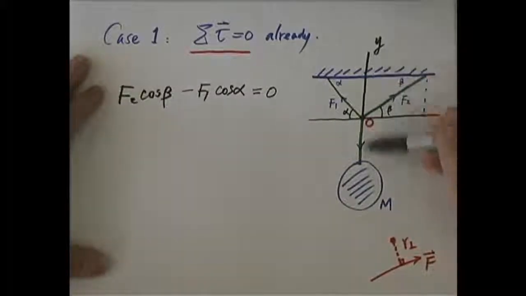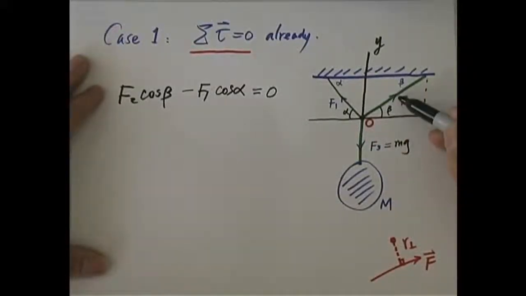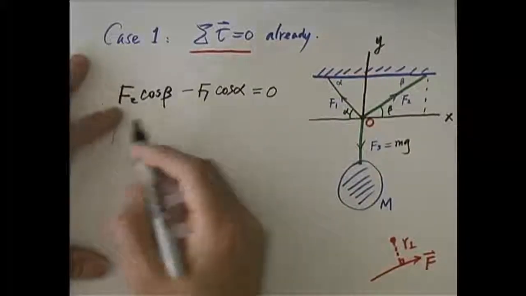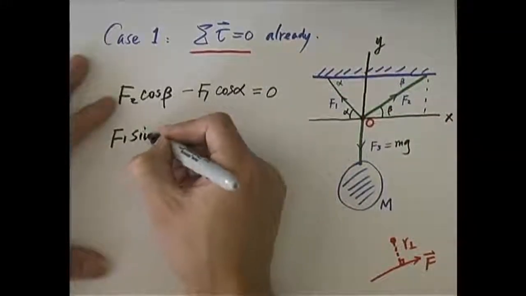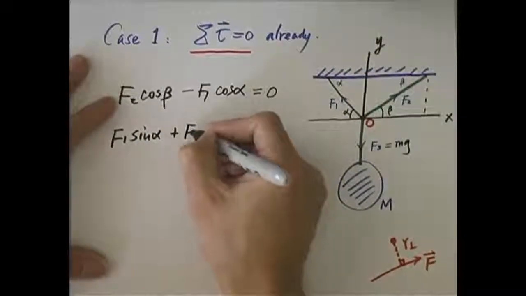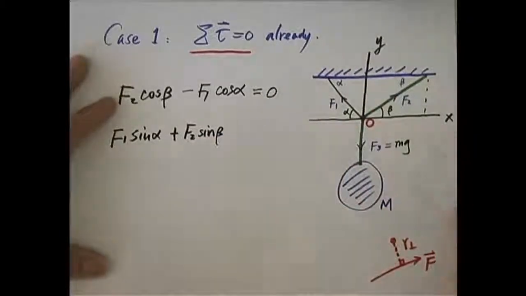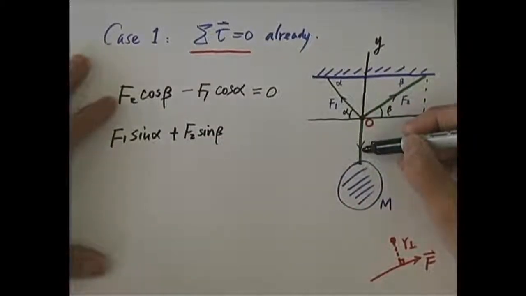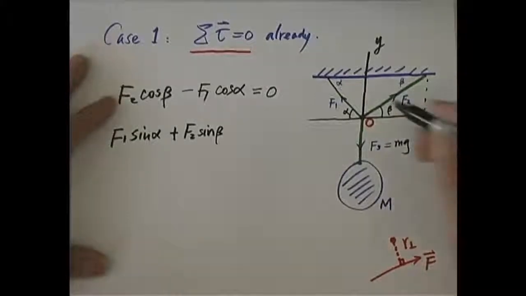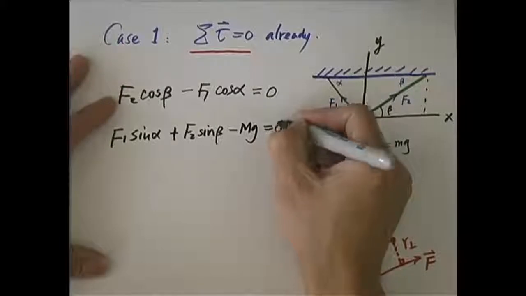Same thing happens in the vertical direction. The net force has to equal 0. Now I have F1 sine alpha going up and F2 sine beta also going up. So both are positive because the upward direction is chosen as positive. So F1 sine alpha plus F2 sine beta. Those are the 2 upward components. Now F3 has a downward component, and how much is that equal to? Well, mg of course. So minus mg, minus because it's downward. That equals 0 as well.